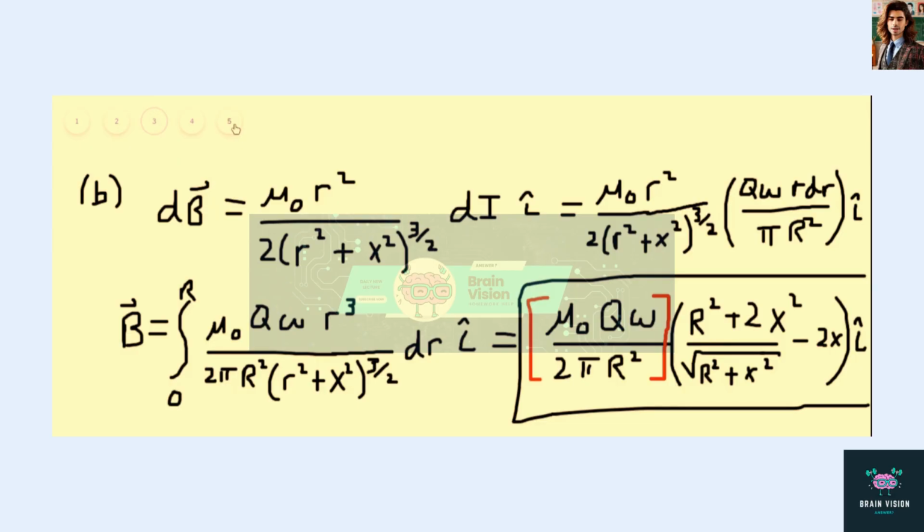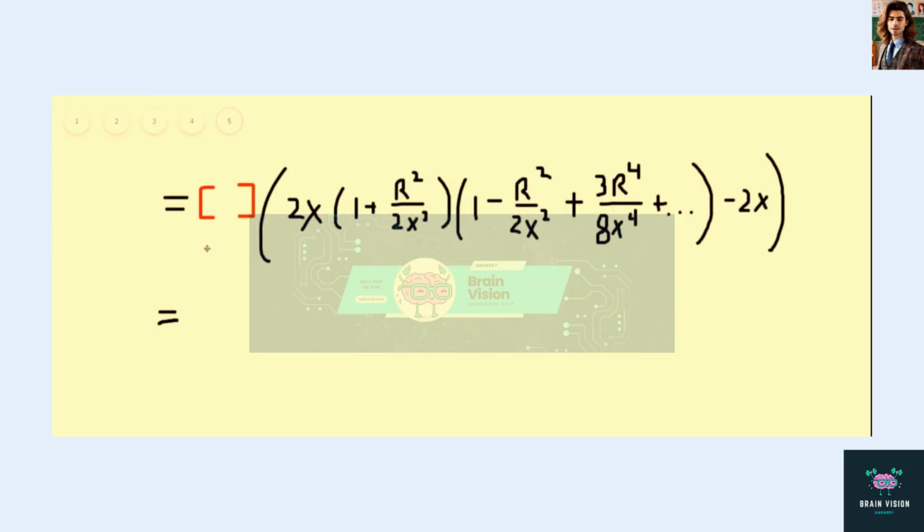And so what you end up with here is, and I'm going to go ahead and plug back in what I had in that red bracket. So we go all the way back. Remember, there's that red bracket term that we've been using. I'm going to plug that back in, and we have mu naught times q times omega divided by 2 pi r squared. That was everything in the red bracket. Now this is going to get multiplied by what was left.